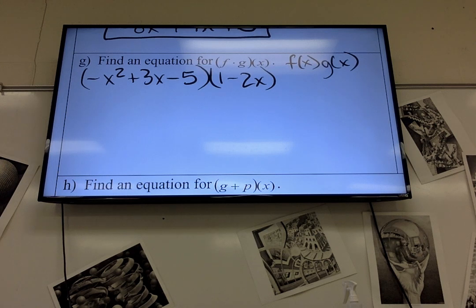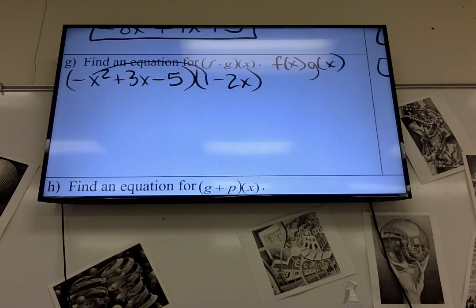Now, you can't technically call this foiling because it's a trinomial. There's 3 of them. But it's the same process. You're going to take each number in the first equation and multiply it times each number in the second equation. So we have negative x squared times 1, which is negative x squared. Negative x squared times negative 2x, that's positive 2x to the what? Yeah, remember you add the exponents when you're multiplying. So that's a positive 2x cubed, or to the third.